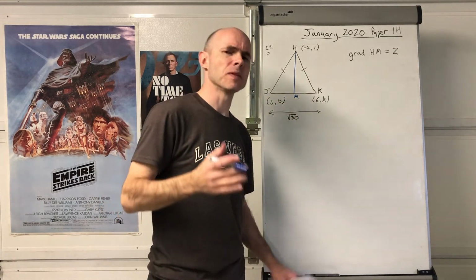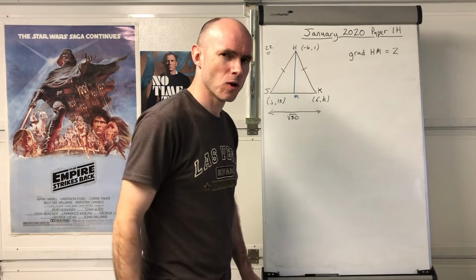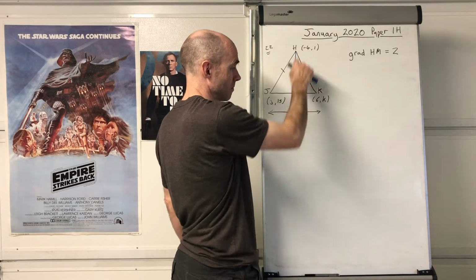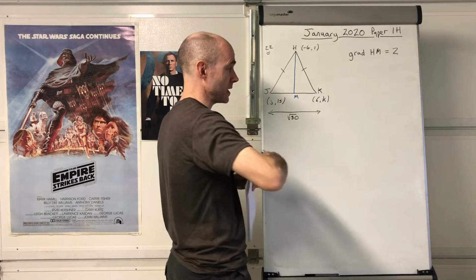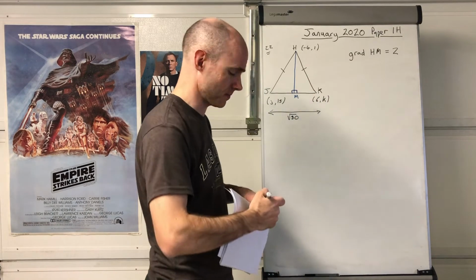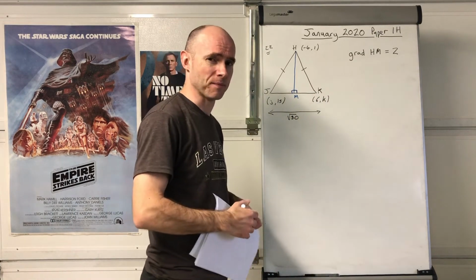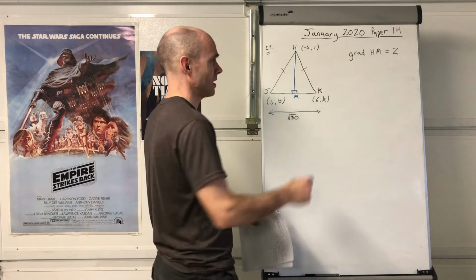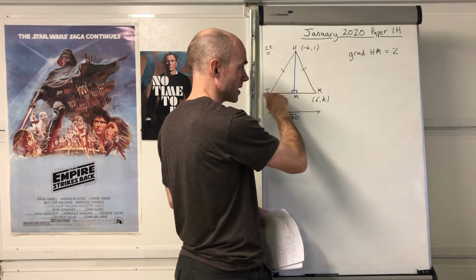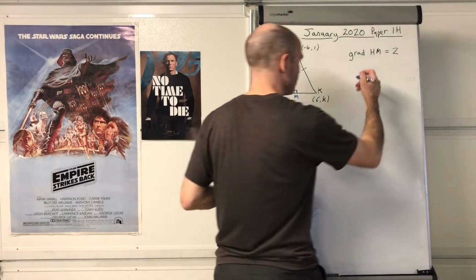Now, isosceles triangles. When you join the top of the isosceles triangle to the midpoint of the base, it splits it into 2 equal right-angle triangles. You need to know that fact. What's the importance of that? This is about gradients. If they tell you the gradient of HM is 2, then the gradient of JK is -1/2.